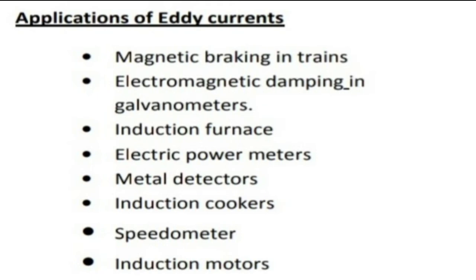Now, even if eddy currents have a number of disadvantages, they have many applications also. The important applications of eddy currents are: first, magnetic braking in trains; second, electromagnetic damping in galvanometers, in induction furnaces, electric power meters, metal detectors, induction cookers, speedometers, and induction motors. They make use of this particular principle.